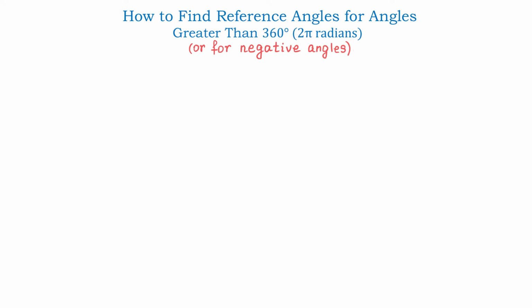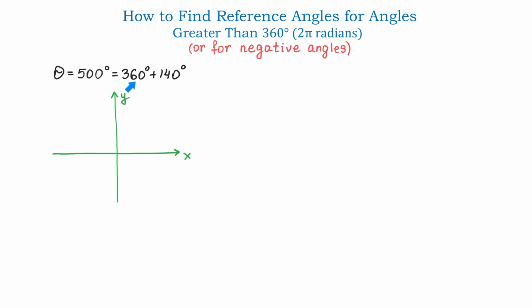Now let's see how we can find reference angles for angles greater than 360 degrees, which is 2 pi radians, or for negative angles. In the first example, let theta be equal to 500 degrees. Now, because it is more than 360 degrees, I will split this angle into a sum of 360 degrees and another 140 degrees. Then I will have the initial side on the positive x-axis, and first I will need to complete one full rotation and another 140 degrees.